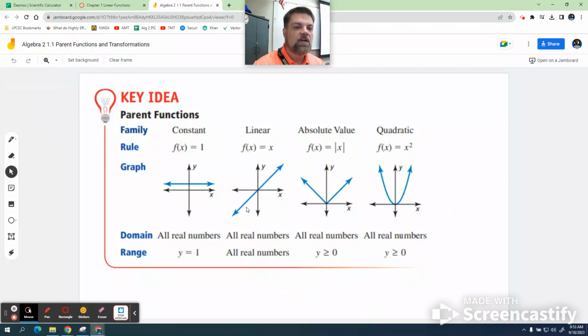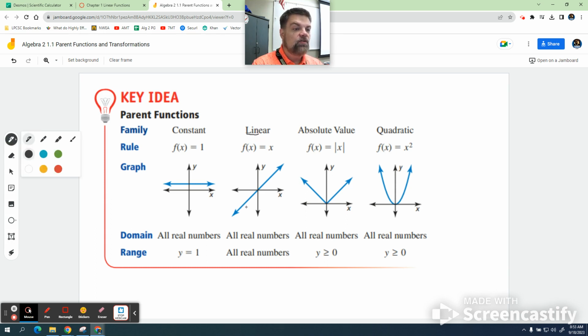All right, so today what we're going to talk about are parent functions. So we did Algebra 1 review, which was primarily linear functions. What do you guys know about linear functions? Focusing on the graphs, what do we know about linear functions with regards to the graphs? Anybody? It's a straight line. So a linear function has a straight line, right? So it's just a straight line, all right?